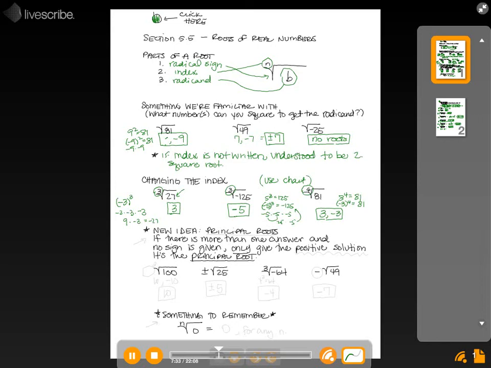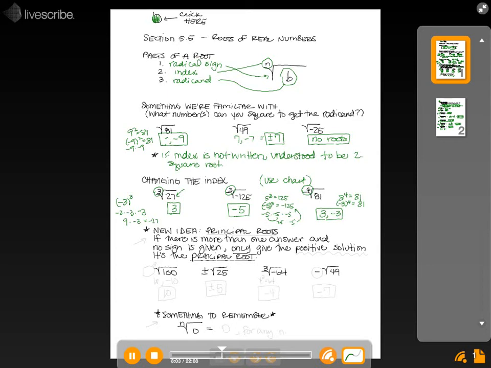So if you have an even index, you will have two numbers, a positive and a negative, that you can take to the second power, take to the fourth power, take to the sixth power, and you will still get that number, the radicand. If it's an odd index, there's only going to be one, and it'll either be a positive number or a negative. There's not two. Now the exception is that square root of a negative 25, because we cannot take the square root of a negative. So that's the only one that's not going to have two numbers, and it has no numbers.